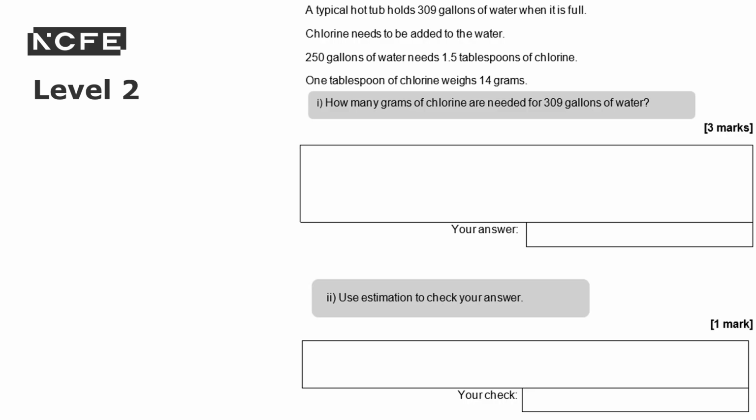And now we have a level 2 example. A typical hot tub holds 309 gallons of water when it is full. Chlorine needs to be added to the water. 250 gallons of water need 1.5 tablespoons of chlorine. 1 tablespoon of chlorine weighs 14 grams. How many grams of chlorine are needed for 309 gallons of water?